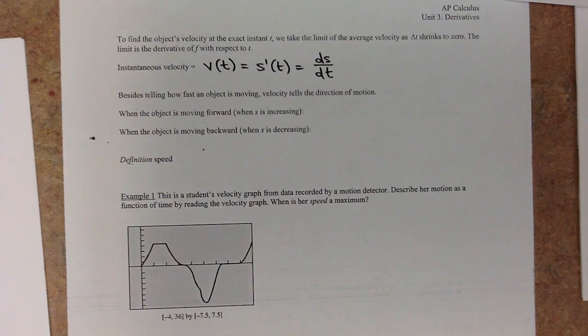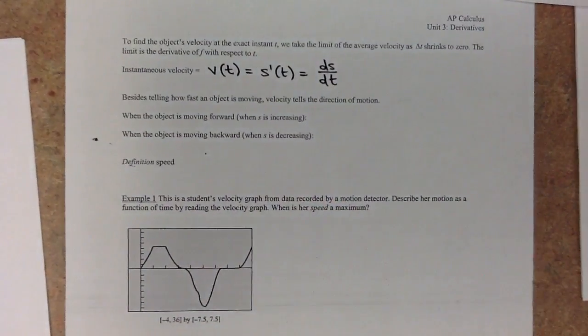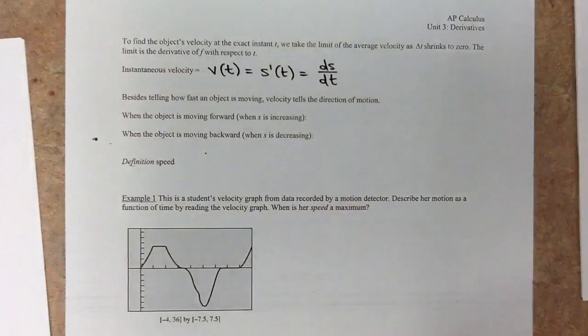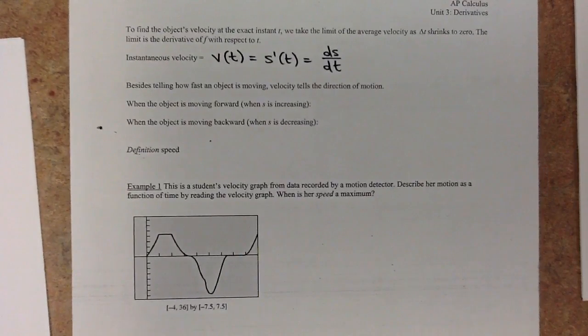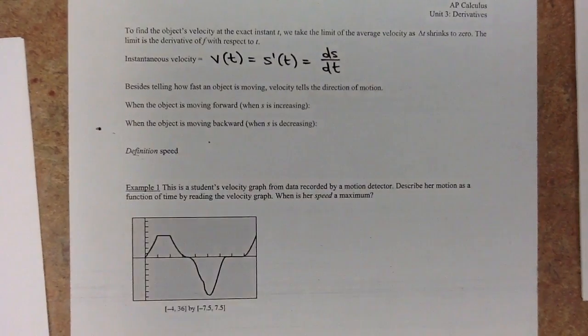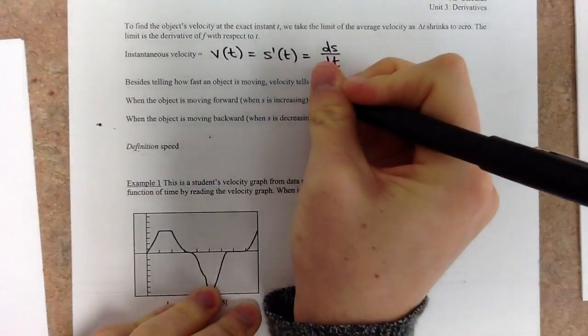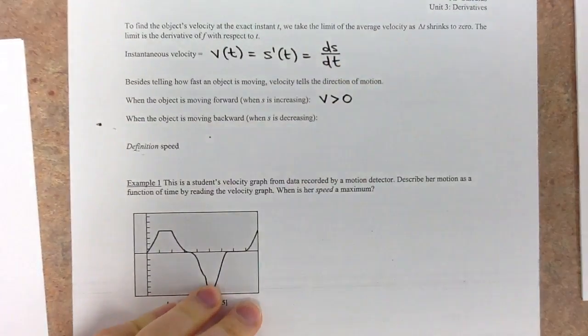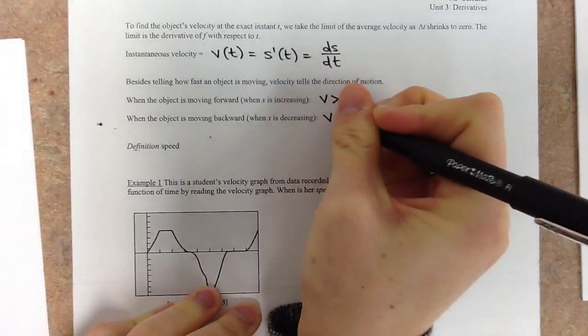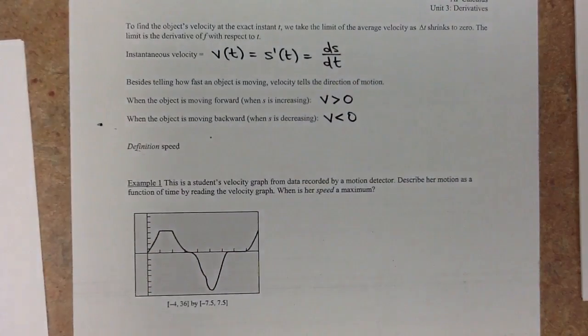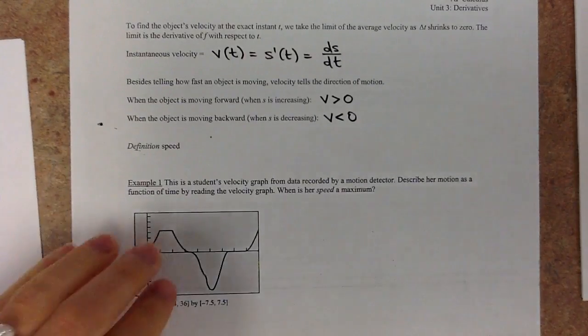So velocity tells us direction of motion, which, like I said, if you're a physics person, that's easy for you. If not, velocity has direction. If you're moving forward, velocity is positive. If you're moving backward, velocity is negative. Or if we consider ourselves to be moving right or left, if you're moving to the right, velocity is positive. If you're moving to the left, velocity is negative. So when the object is moving forward, the velocity is positive, and when the object is moving backward, velocity is negative. Or again, forward and backward, we can trade those out for right or left.